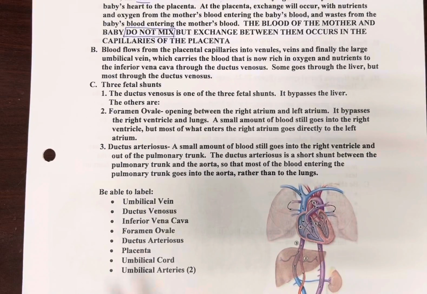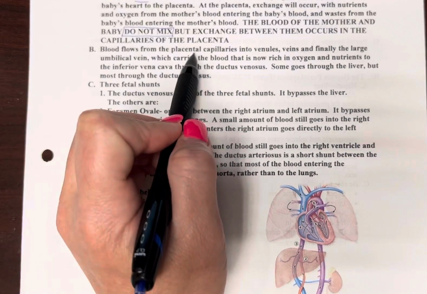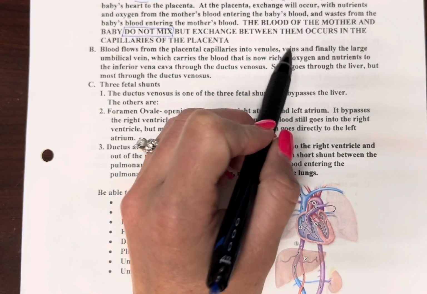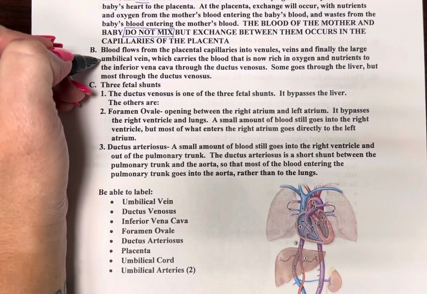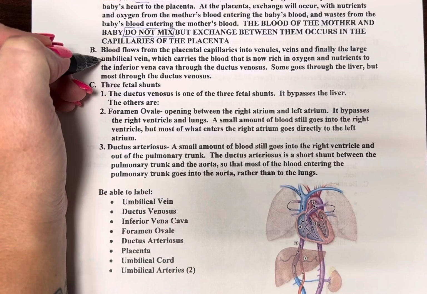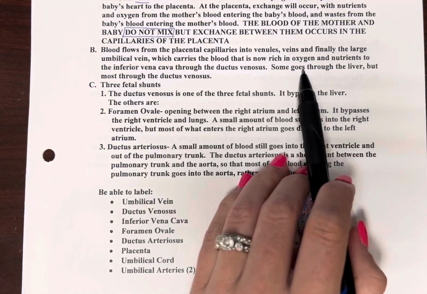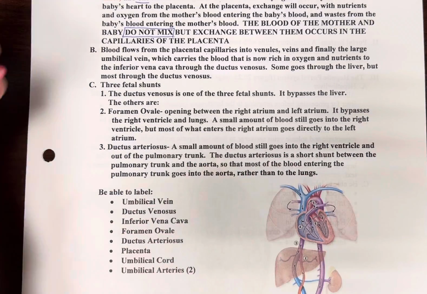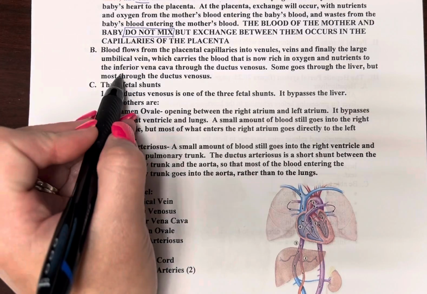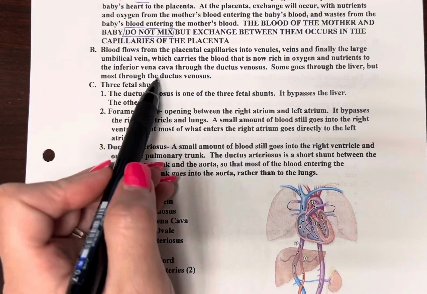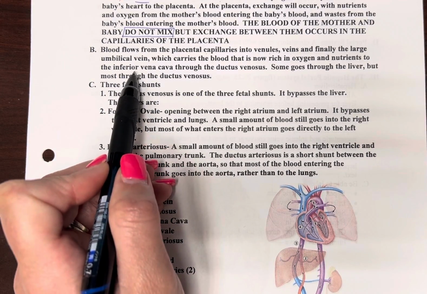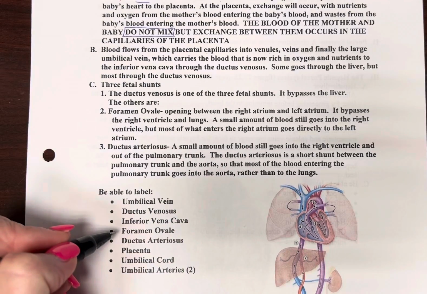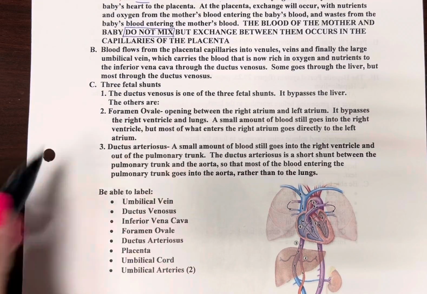All right, so blood goes from the capillaries in the placenta, venules, veins, now back to baby in the umbilical vein. So it's got oxygen and nutrients, and it's going to go back to the inferior vena cava through a structure called the ductus venosus. There's a little bit that goes to the liver.